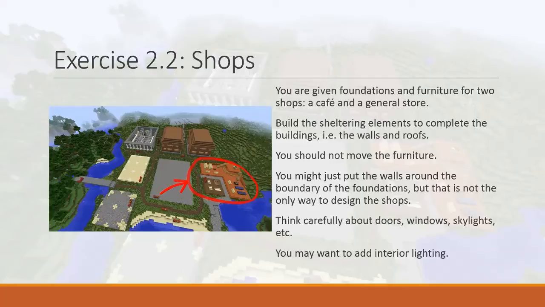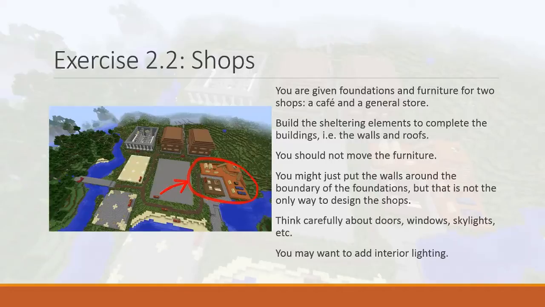So for the second exercise, it's the shops there. You can see to the right of our city there. You are given foundations and furniture for two shops, a cafe and a general store. The orange bit there is the general store. The brown bit there is the cafe. You are to build the sheltering elements to complete the buildings, namely the walls and the roofs. So you have the floor and you have furniture. Your task is to build the walls and the ceiling and the roof to enclose them, to make them complete buildings. You should not move the furniture.